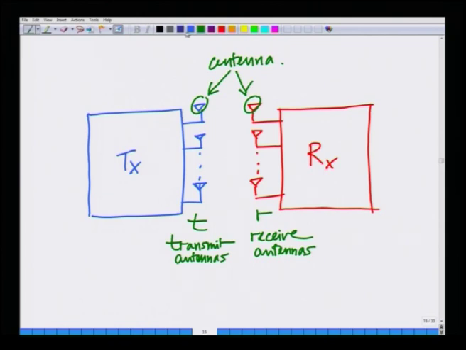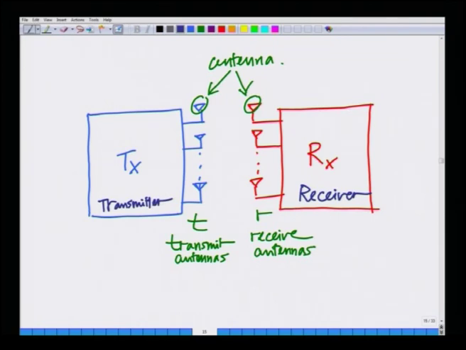Just for the sake of clarity, let me write down this as the transmitter and this as the receiver. So, there is a transmitter, there is a receiver. The transmitter has T transmit antennas and the receiver has R receive antennas.